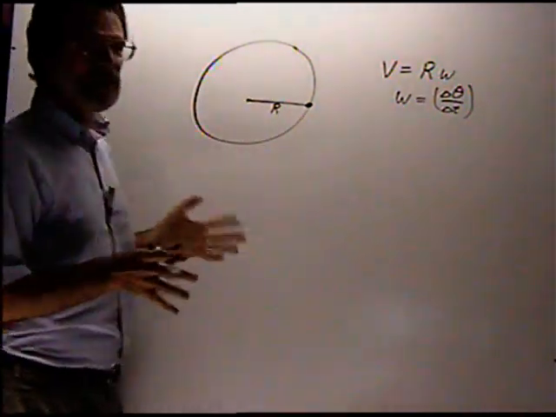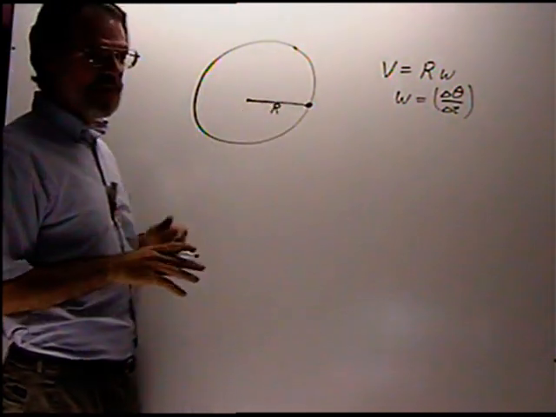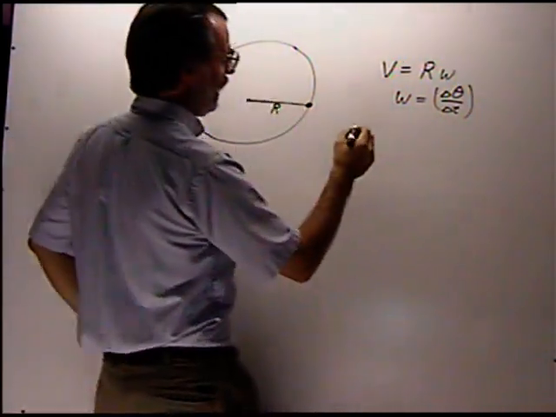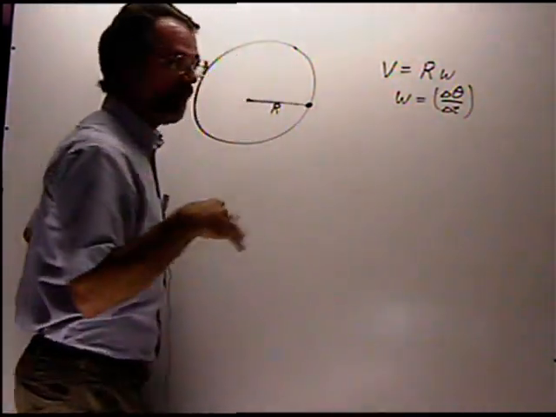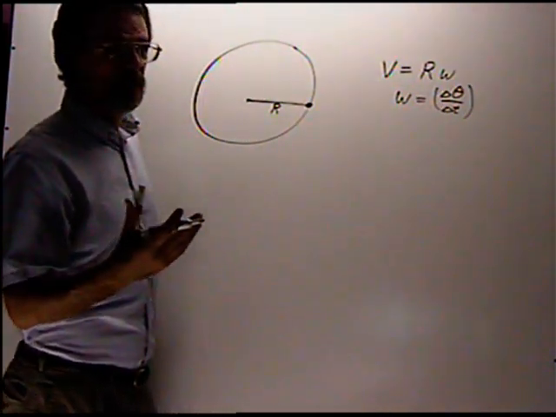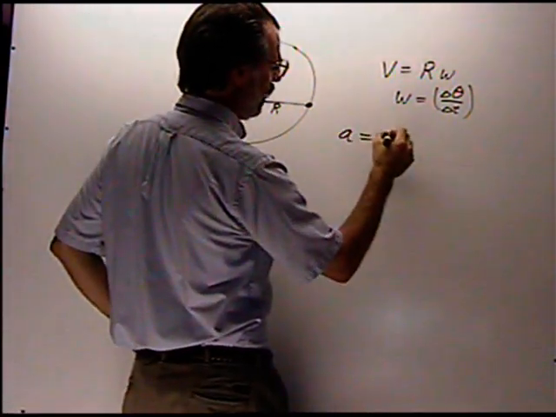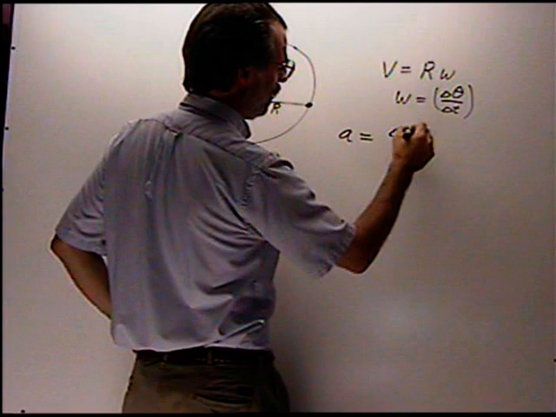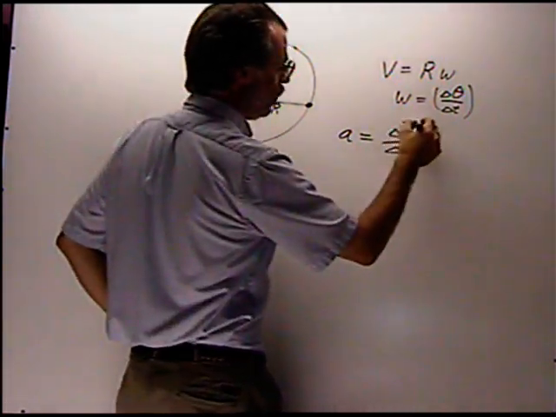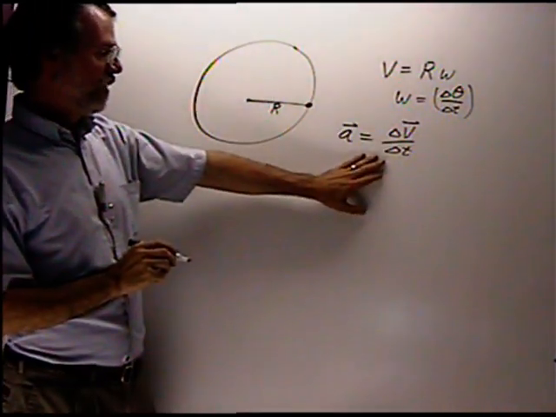Now let's look at the acceleration that this rock must be experiencing when it's flying around. We know from chapter 1, chapter 2 and chapter 4 that acceleration is a change in velocity over a change in time. And we know that this is a vector quantity. All right? You, of course, remember that.